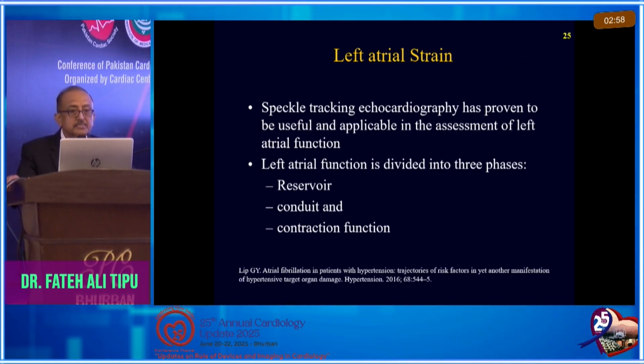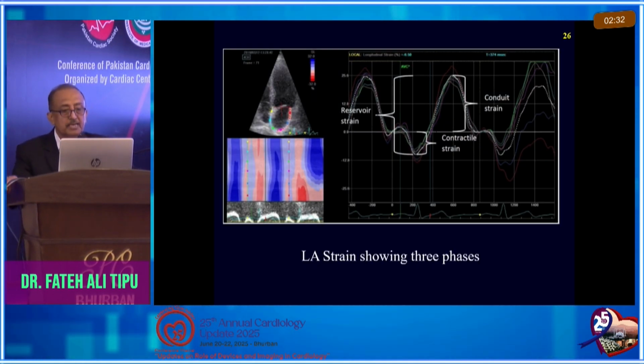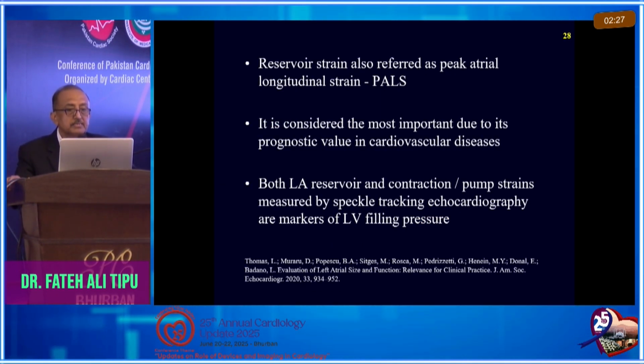Then we come to the left atrial strain. Left atrial strain is also important because it signifies the presence of increased filling pressures, or it correlates with LV diastolic dysfunction. Speckle tracking echocardiography has proven to be useful and applicable in the assessment of left atrial function. Left atrial function is divided into reservoir, conduit, and contraction phase. These are the three types of LA strain, and these are the different values for these strains. The reservoir strain, also referred to as peak atrial longitudinal strain, is considered the most important due to its prognostic value in cardiovascular disease.